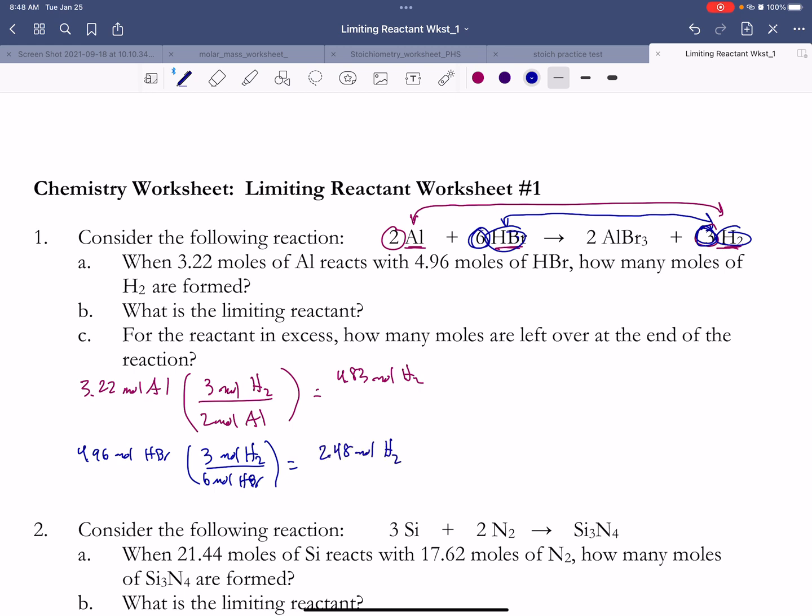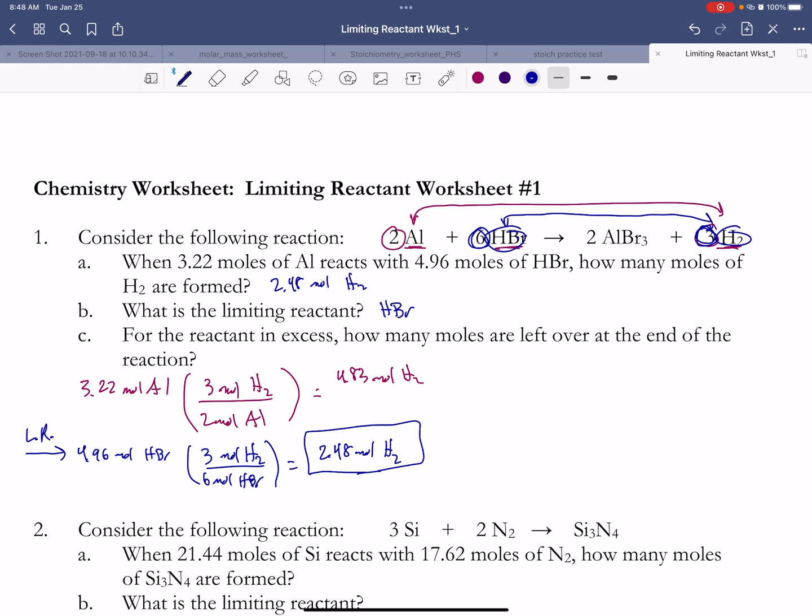All right. So it looks like that this one right here is less. So this is how much you're going to be able to produce. You're only going to be able to produce 2.48, right? Because it doesn't matter how much of aluminum you have, you're going to run out of HBr first. So how many moles of H2 are formed? 2.48 moles of H2. That means that HBr must be your limiting reactant because that's what you're going to run out of. That's the thing that produces the least. So this is going to be HBr.